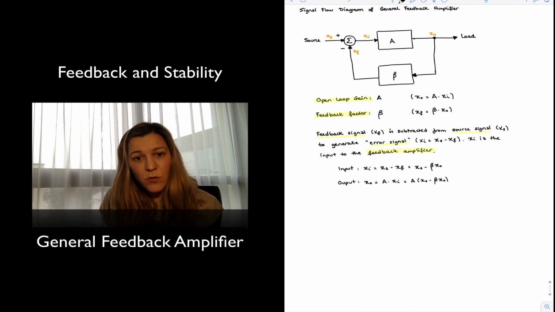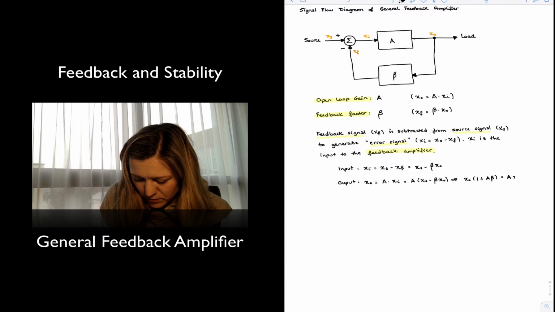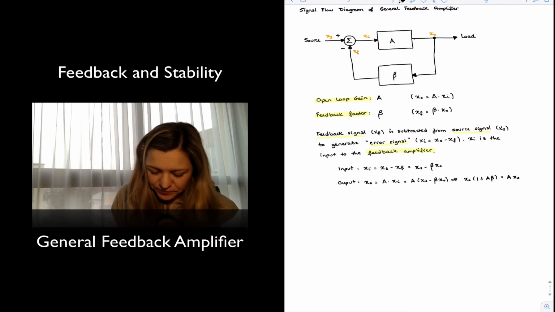Now from this last equation, I can group all my Xout terms on one side of the equation and all the Xs terms on the other side of the equation. And so I will have Xout times (1 plus A times beta) is equal to A times Xs. And the reason why I want to do that is because I want to calculate the closed loop gain of my feedback amplifier.